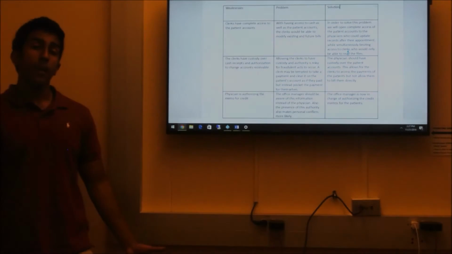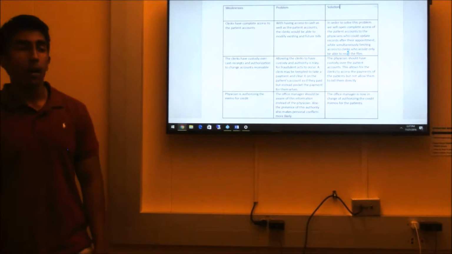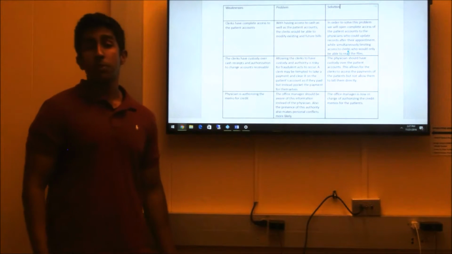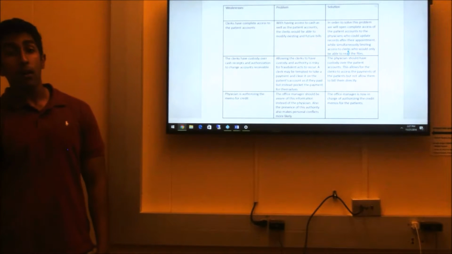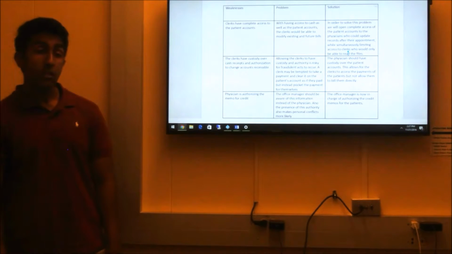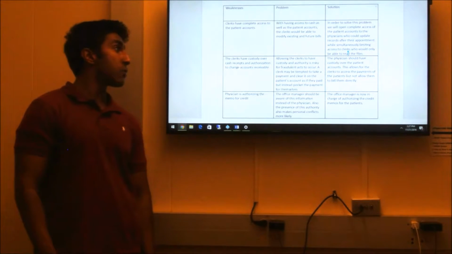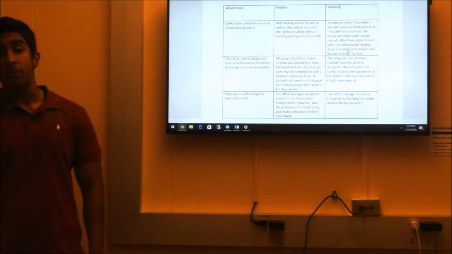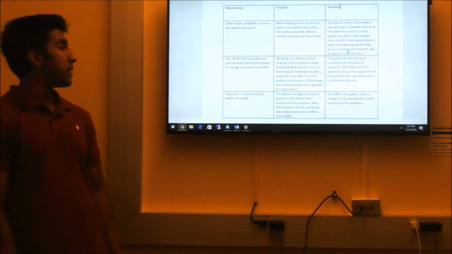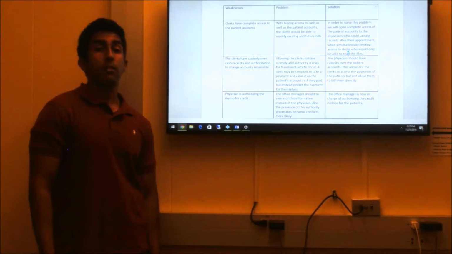With this AIS, we have 3 main problems. The first problem being that clerks have complete access to the patient accounts. The second problem is that for some reason, the clerks have complete custody of the cash receipts and authorization to change accounts receivable. The third problem happens to be that the physician is authorizing the credit memo.